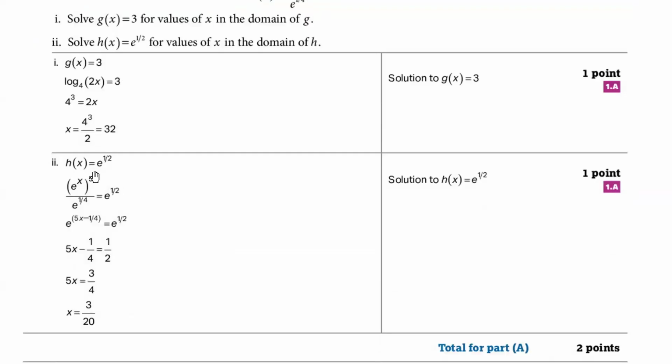Okay, so we're setting h of x equal to 1/2. H of x is e to the x to the 5th divided by e to the 1/4. First thing you're going to do is move this out of the denominator. In order to move it out of the denominator, you either can combine or you could just multiply this to the other side. However you choose to move out of the denominator, I really quite frankly don't care.